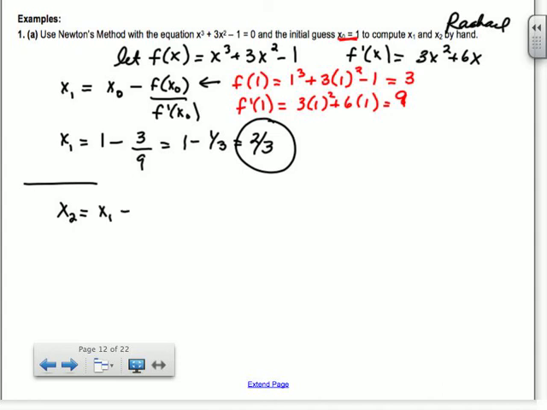So x2 is going to be x1 minus f of x1 all over f prime of x1. So x1, we just found it. It's 2/3. So I have 2/3 minus f of 2/3.